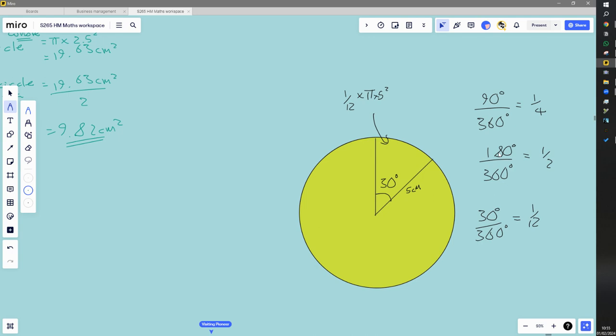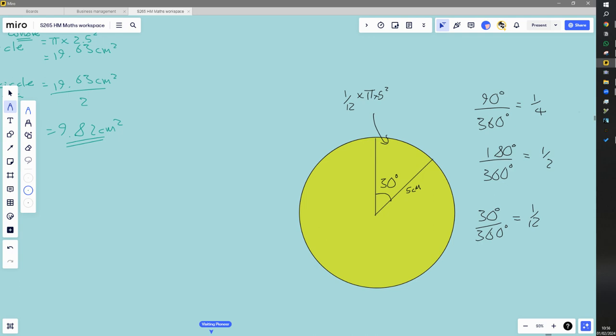And if you don't get told the radius, you just need to work out, is there a way that I can work out what the radius is? To work out what the fraction of the circle is, you just take this angle here and you divide it by 360. That's what I've done with each of these three cases.